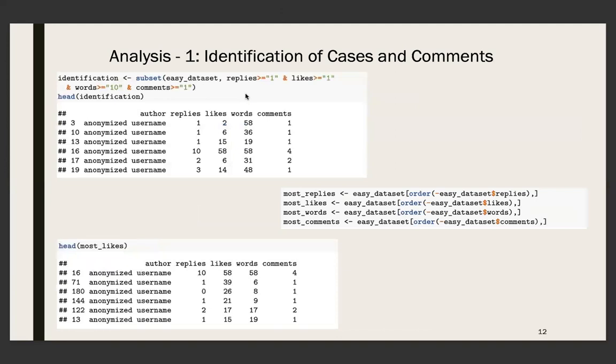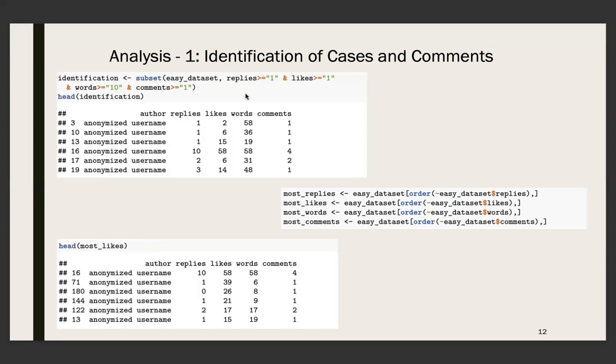Next is analysis one, which is identification of cases and comments. Now, using this easy data set makes it possible to identify particularly active users within the social media network, which is done via the conjugated variables presented above. Now, as not all users of social media networks will get replies and likes, a first parameter for identification would be a predefined minimum of at least one reply and one like. That is probably the case when they have written more than one word, that is, for example, say 10 words.